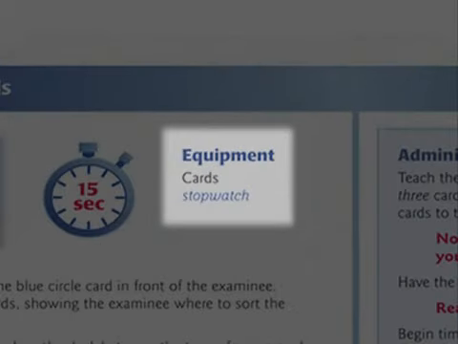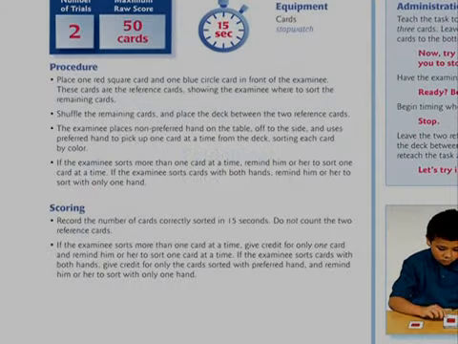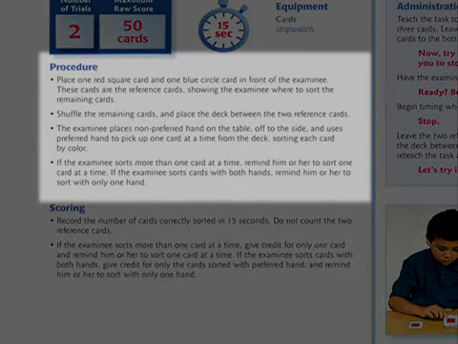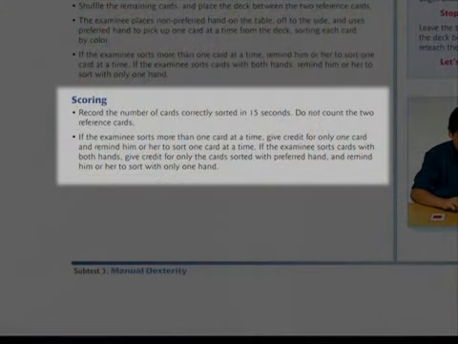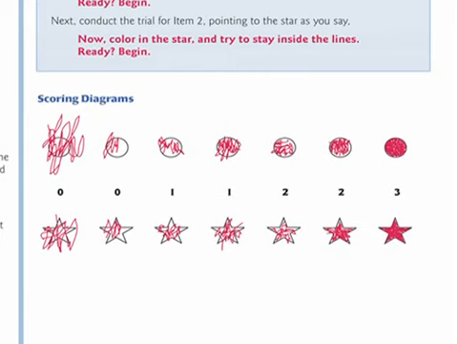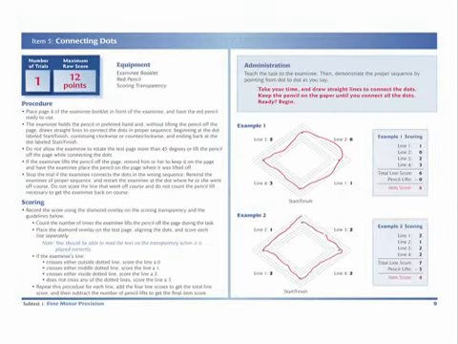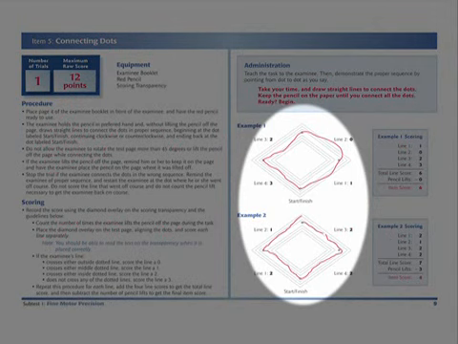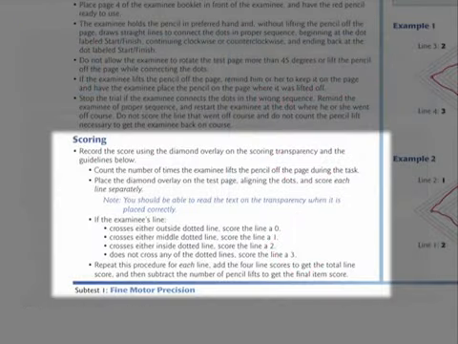Equipment included in the test kit is listed in black type, and any additional equipment needed is listed in blue italic type. The procedure section of the item page provides detailed instructions for administering the item, specifically the steps involved in performing the task. These instructions must be followed as closely as possible to ensure the validity of the testing. The scoring section provides detailed instructions for scoring the item. Two items, filling in shape circle and filling in shape star, have scoring diagrams that are used to evaluate the examinee's work. Some items have scoring examples designed to illustrate the scoring rules in more detail. These examples expand upon the text found in the scoring section. However, they should not be considered a substitute for a thorough reading of the scoring rules.